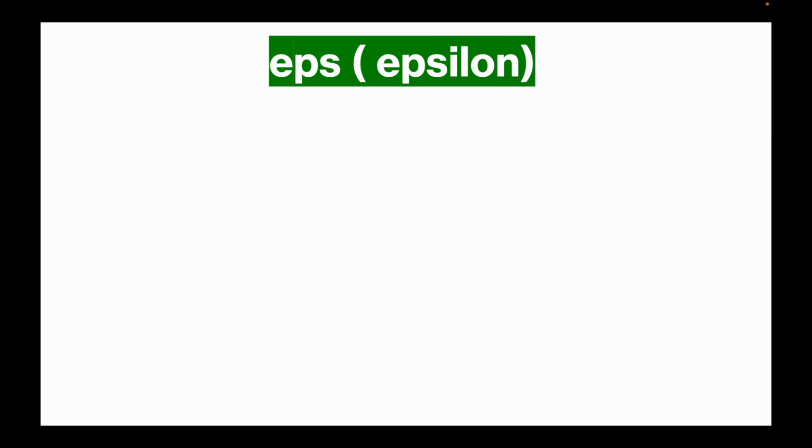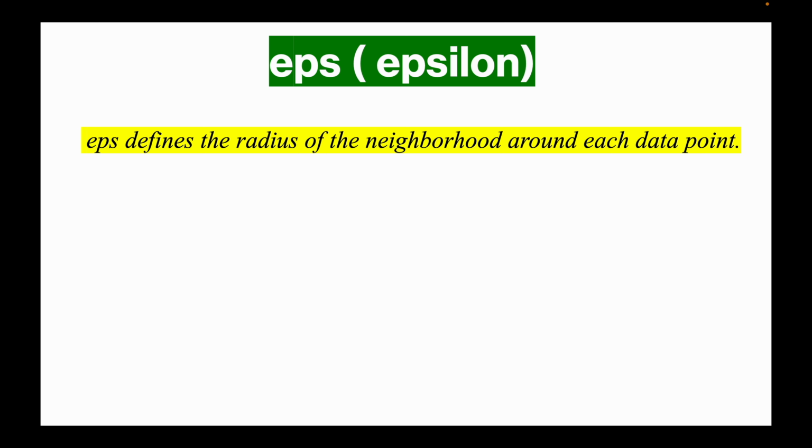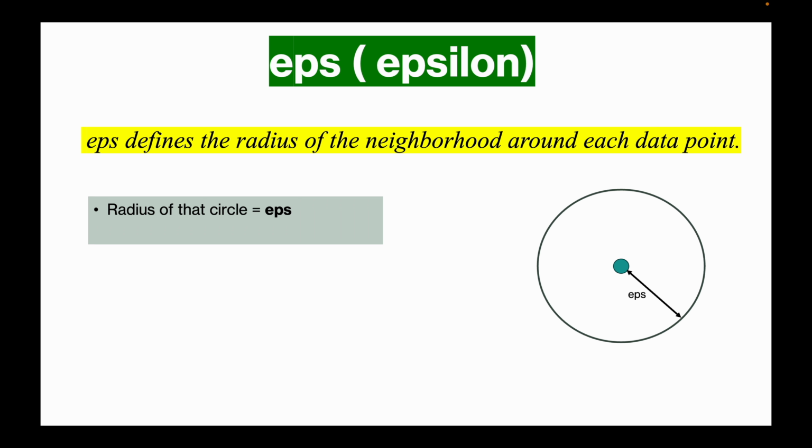EPS, epsilon. EPS defines the radius of the neighborhood around each data point. In simple words, EPS tells DBSCAN how close points must be to be considered neighbors. Let's imagine drawing a circle around a data point. So, the radius of that circle is equal to the EPS.